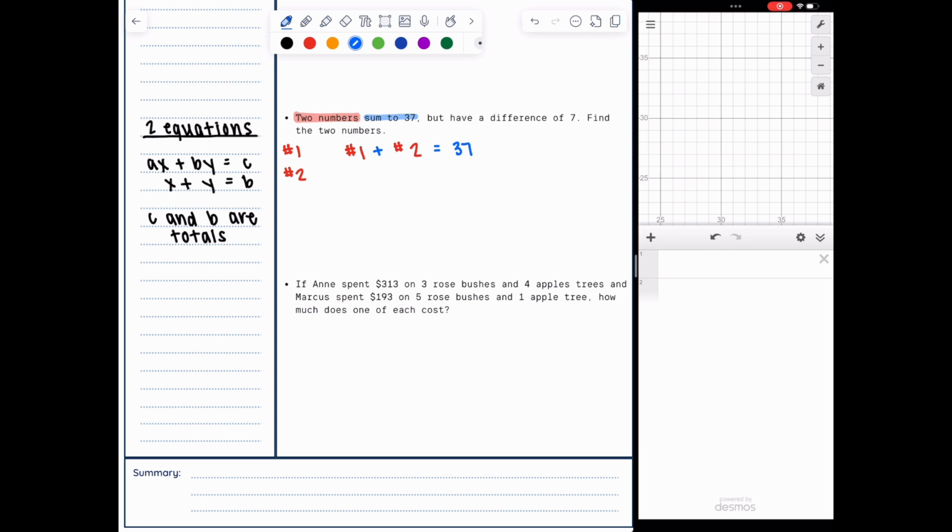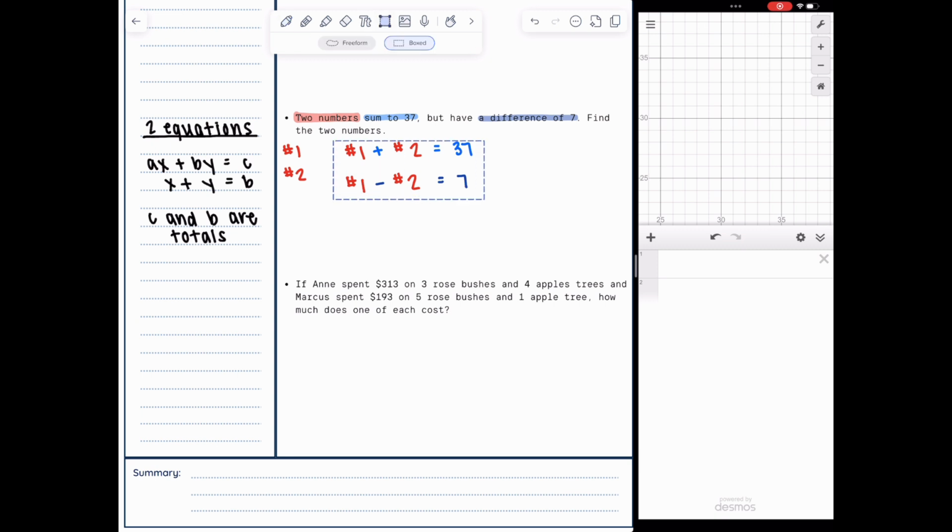I still don't know what these numbers are though, so I'm just going to keep going and keep working with the system. It says that not only do they add to 37, but they have a difference of 7. Difference means to subtract. So adding them together gives me 37. Subtracting them is going to give me a positive 7. Sum, difference. Those are very important words here. Make sure you know what they mean, and if you don't, you let me know.